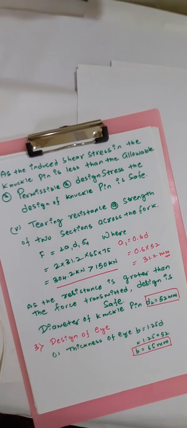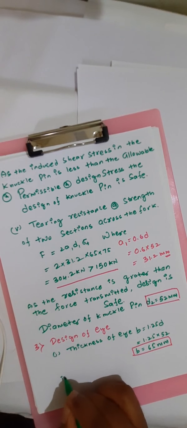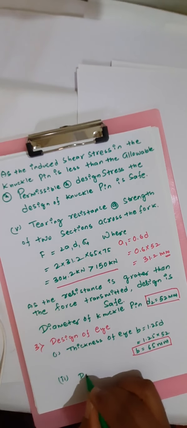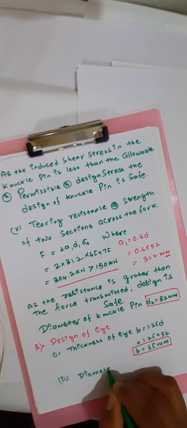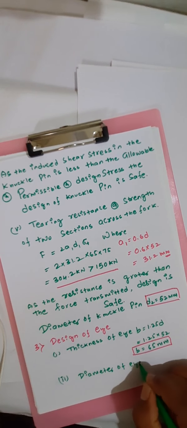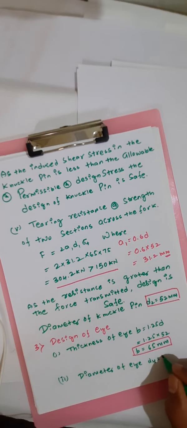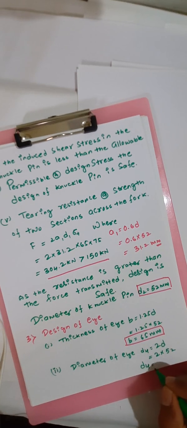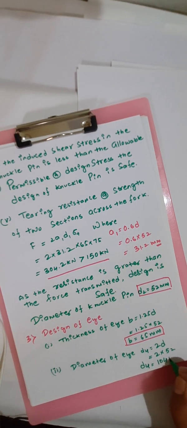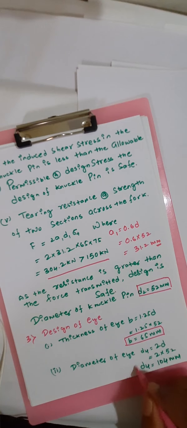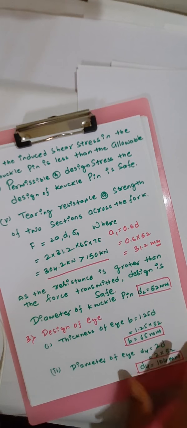Next, what we need to find out? We need to determine the value of the diameter of eye, that is D4. D4 is equal to 2D. So we know the value of D, that is 52. If we simplify that, D4 is equal to 104 mm.